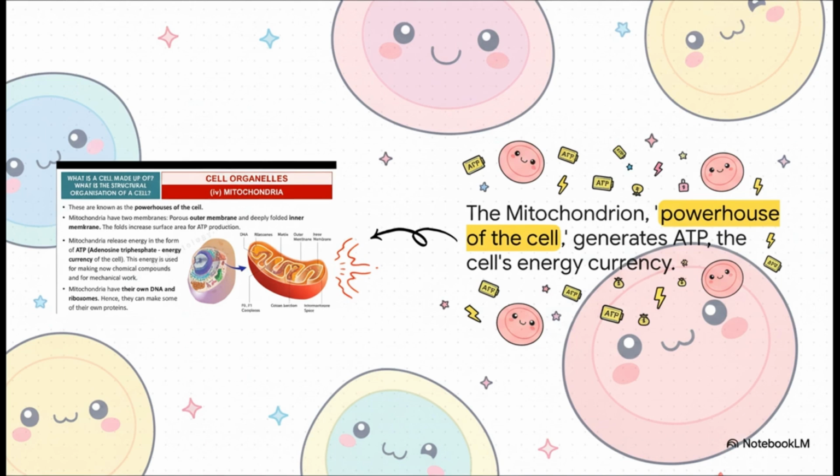And get this, mitochondria actually have their own separate DNA, which is a huge clue that they were once free-living organisms billions of years ago.